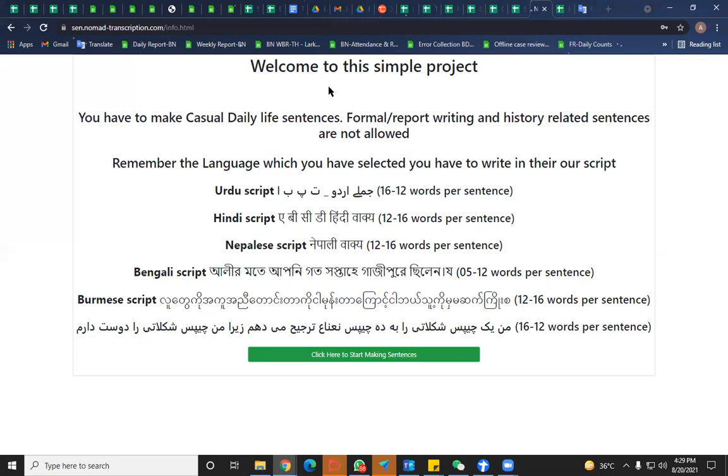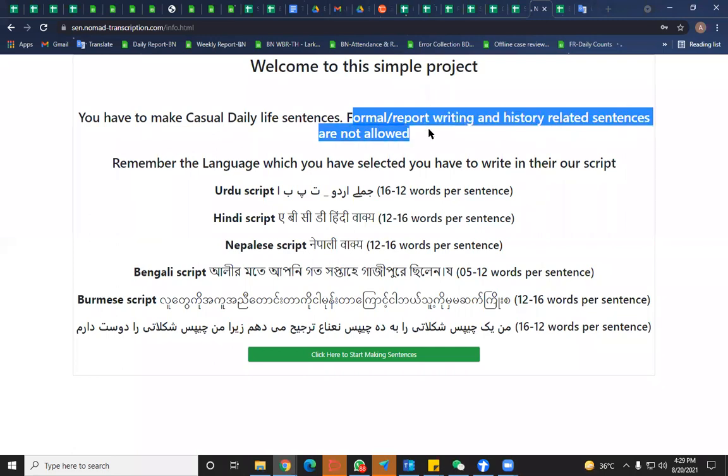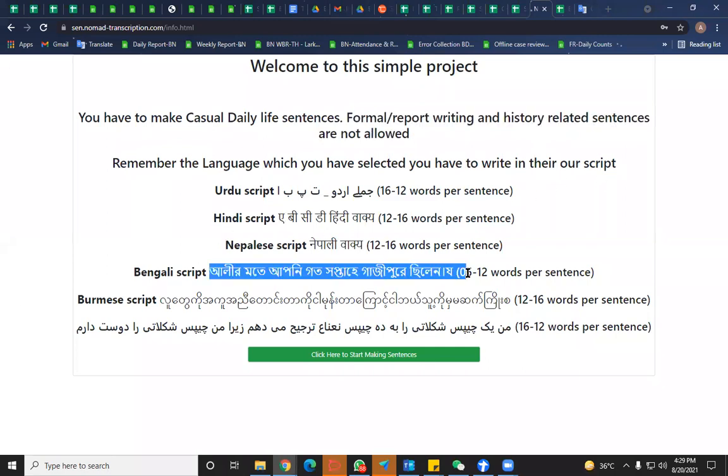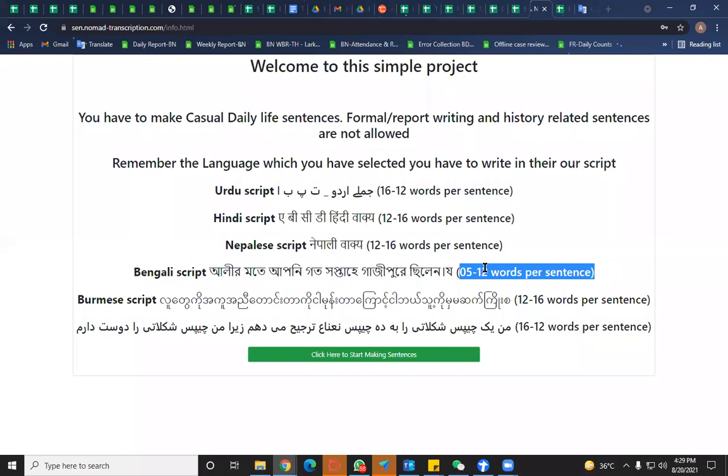And here you will get a welcome note. Welcome to this simple project. You have to make casual daily life sentences. Formal report writing and history related sentences are not allowed. Remember the language which you have selected, you have to write in its own script. This means that if you are writing Bengali sentences, you have to use Bengali script, and each sentence must have 5 to 12 words per sentence. So be careful of this.